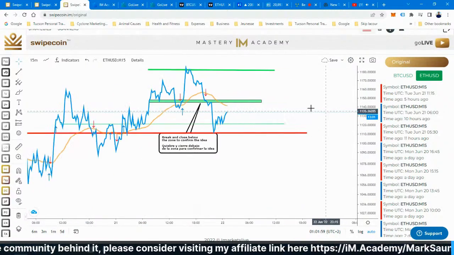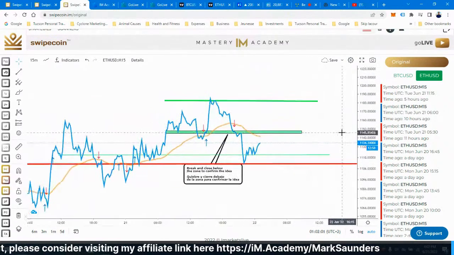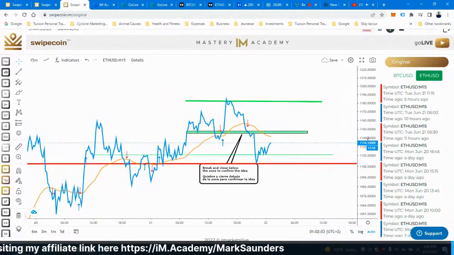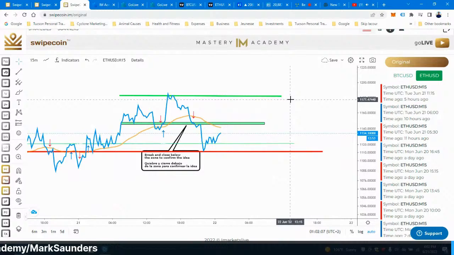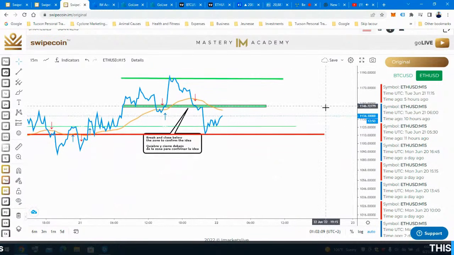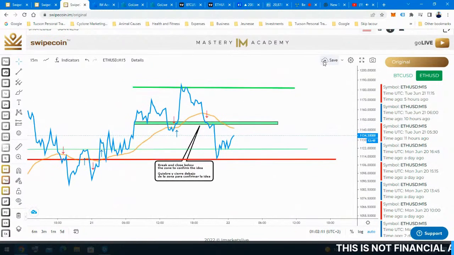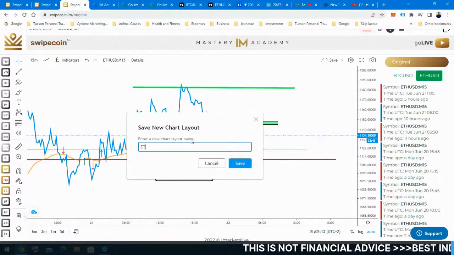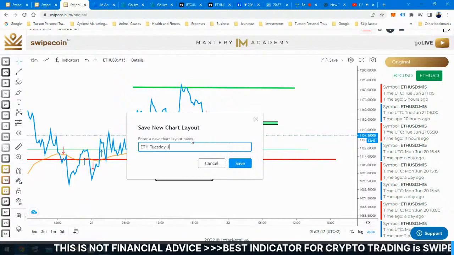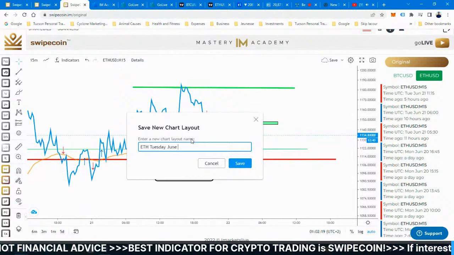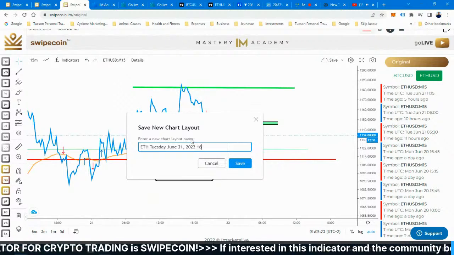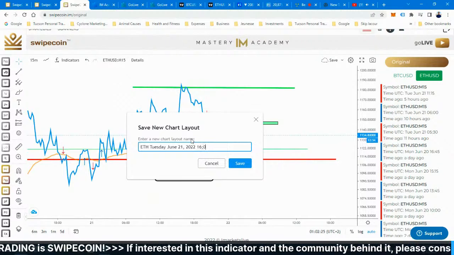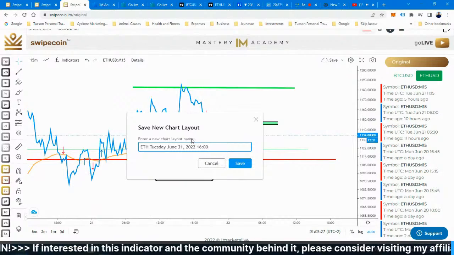Okay. So those are my kind of far apart. Not too bad. Okay, I'm going to go with that. Let's see now. I'm going to save it. Ethereum, Tuesday, June 21st, 2022, 1600. Put the time on the other one. Okay, 1600.